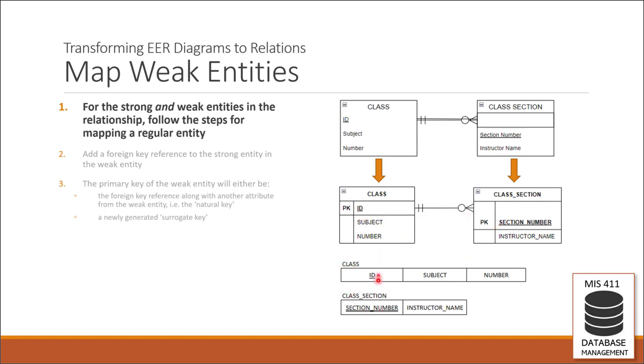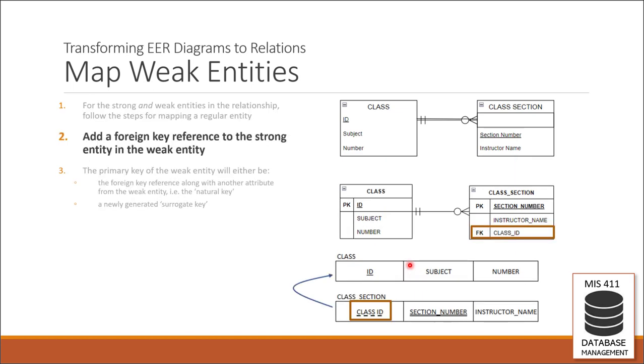And down below I'm using the other notation as well. We have class, we have ID, subject, number, ID's underlined to indicate it's the primary key. Class section has the double underline, which should be here as well, indicating it's a partial identifier along with instructor name. So the next thing we're going to do is we're going to add a foreign key reference to the strong entity in the weak entity.